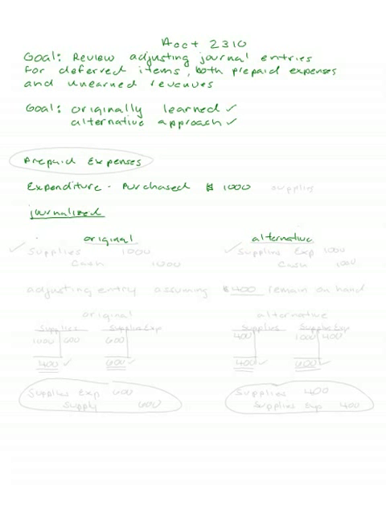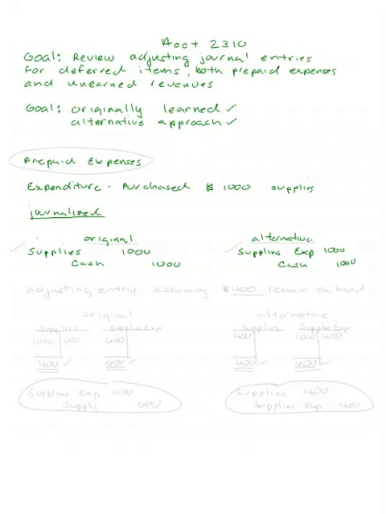So what I would like you to do is to record purchasing $1,000 worth of supplies for cash under the original method and then under the alternative. Please put this on pause and make your entry. Welcome back. Under the original way we learned it, we would debit the asset supplies for $1,000 and credit cash for $1,000, setting up the asset supplies on our balance sheet.